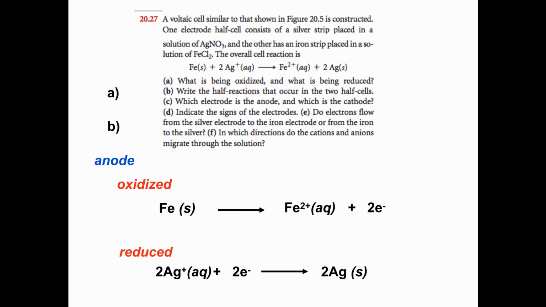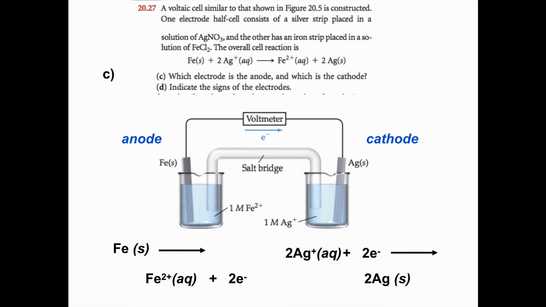The anode, oxidation occurs at the anode. I'm going to have iron losing electrons to turn to iron 2. And over at the cathode, on the other side of the cell, I'm going to have reduction occurring, right? Silver plus taking electrons to turn into silver. So again, the beauty of a voltaic cell is you just make the redox reaction happen through a wire. So the electrons are pushed through that wire.